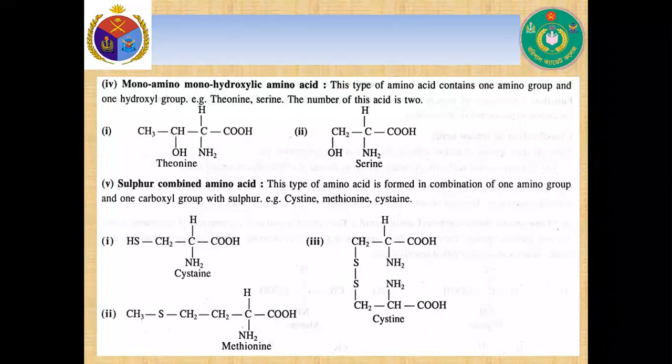Now, monoamino monohydroxyl amino acid. This type of amino acid contains one amino group and one hydroxyl group. Threonine and serine; the number of this acid is two. Now, sulfur-containing amino acid. This type of amino acid is a combination of one amino group and one carboxyl group with sulfur, like cysteine, methionine, etc.